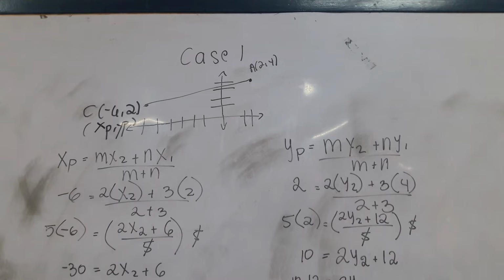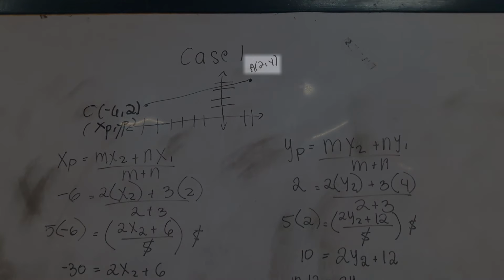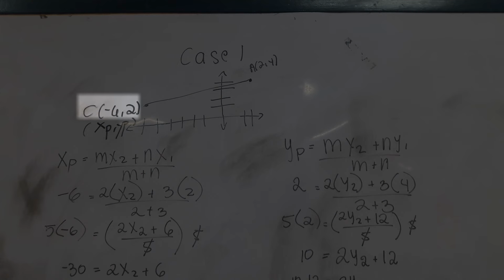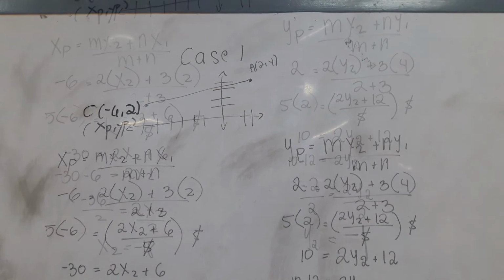First case, A will be our x sub 1 and y sub 1, those coordinates, and C, which is our former x sub 2 and y sub 2, will now be x sub b and y sub b because we are going to extend the line segment right there.